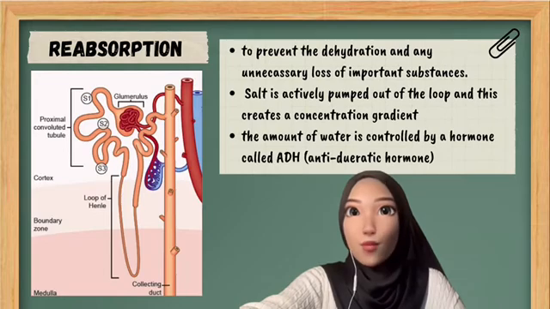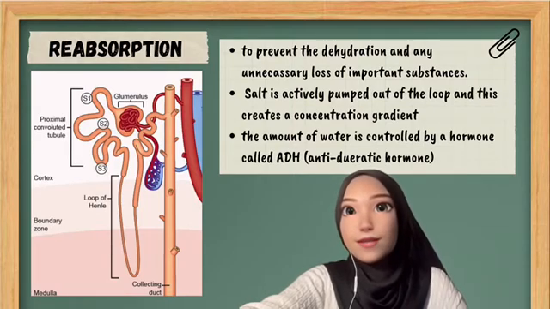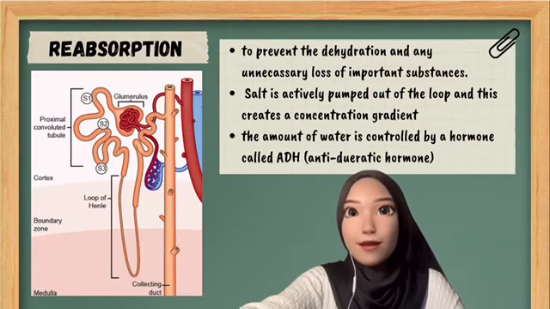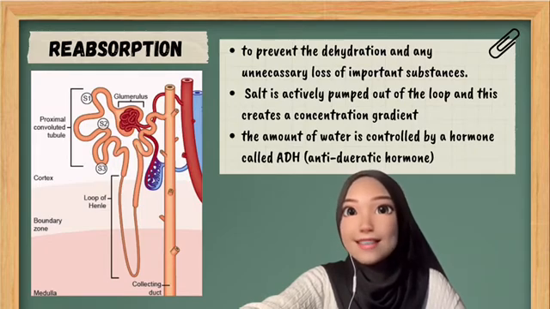The reasons why the water needs to be reabsorbed back into the blood is to prevent the dehydration and any unnecessary loss of important substances. Also, salt is actively pumped out of the loop, and this creates a concentration gradient. And the amount of water in our body is controlled by a hormone called ADH, known as antidiuretic hormone.